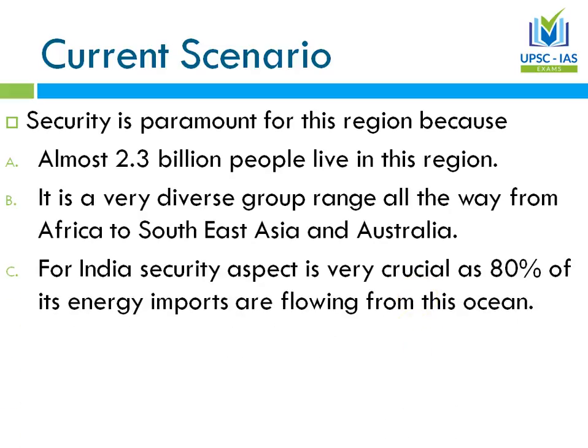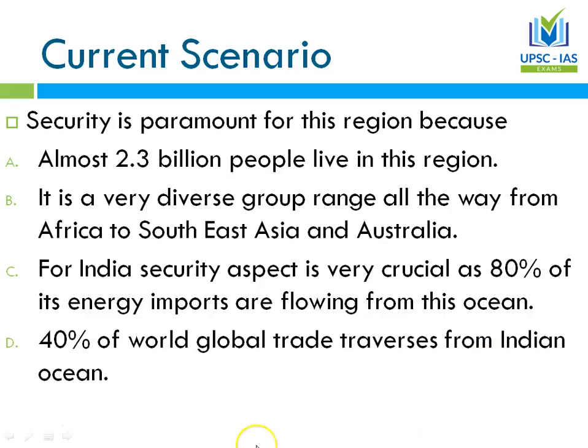And the other thing is that from the Indian perspective, 80% of India's energy imports are flowing through this ocean. So it is very important for India to stop piracy in this area. And there are other things as well which are associated with it. We are going to talk about that in the next slide. 40% of global world trade traverses the Indian Ocean. This is a huge figure, dear friends, isn't it? So these are some factual information through which you can understand the importance of IORA.